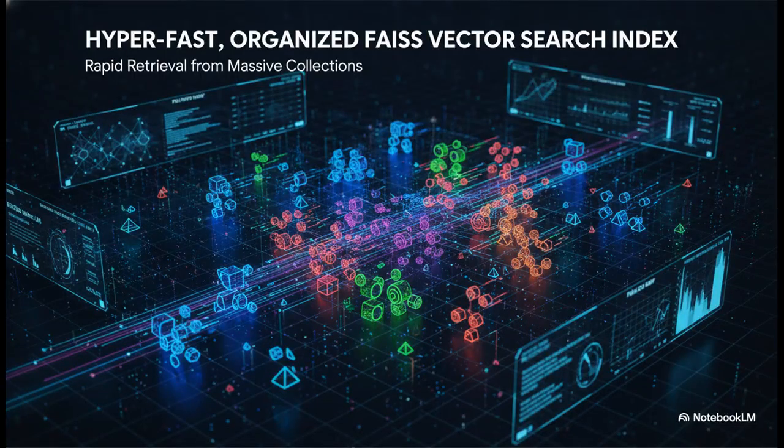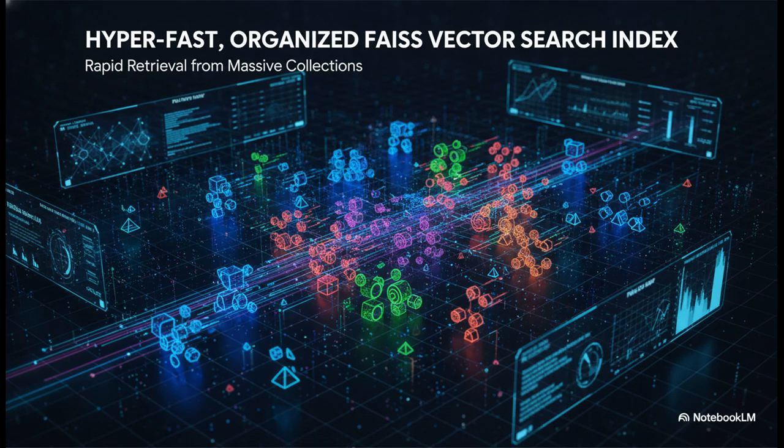So what exactly is FAISS? Well, the FAISS library builds an efficient vector search index, which enables super rapid retrieval from massive document collections. You can really think of FAISS like a hyper-fast, incredibly organized librarian. But instead of organizing books alphabetically by their title, this librarian organizes our digital coordinates by their concept.